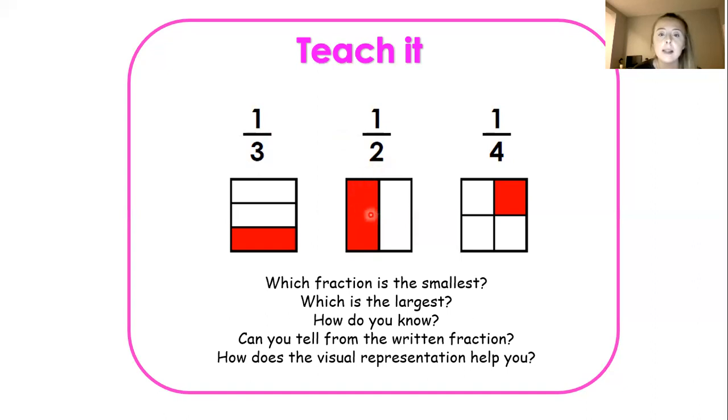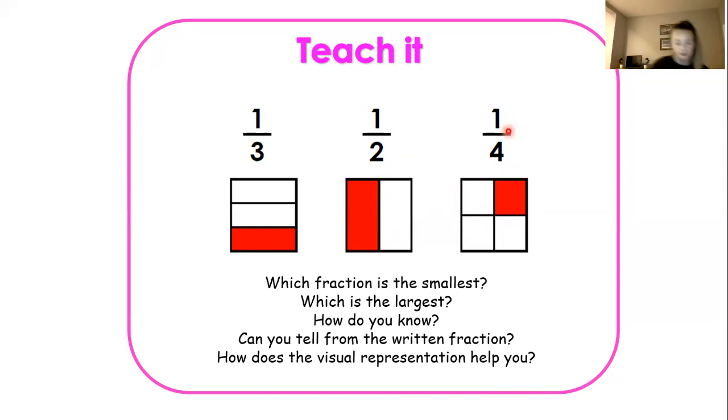This square is split into 2 equal parts. That's why our denominator is 2. And we are only looking at one of those. It's red. So the numerator is 1. And then this square, this whole, has been split into 4 equal parts. And only one of those parts is red. We're only looking at 1. So our numerator is 1.